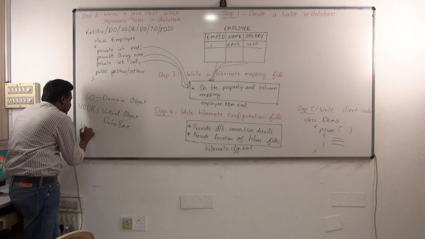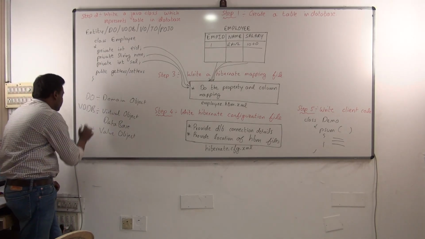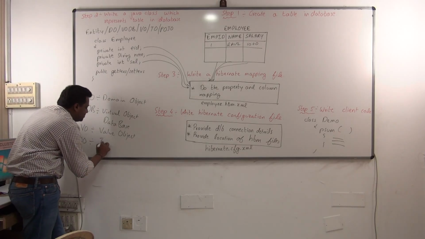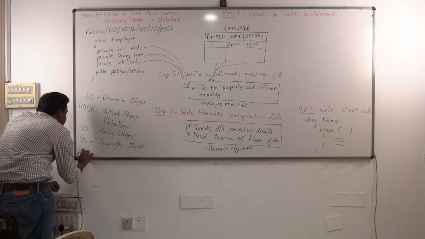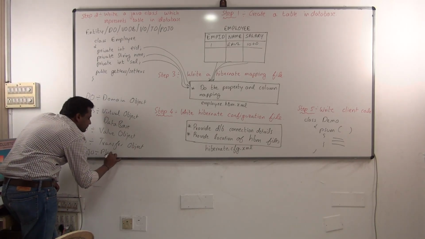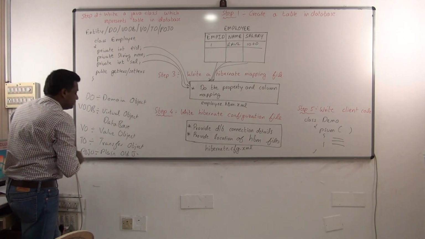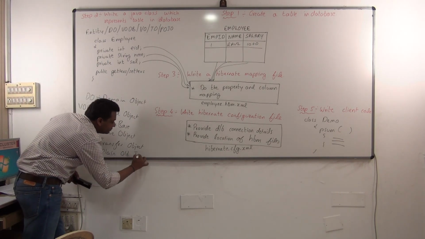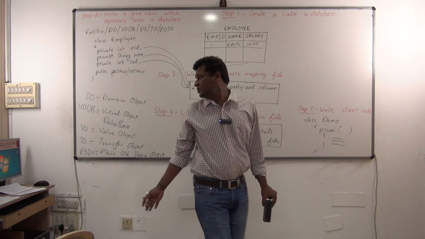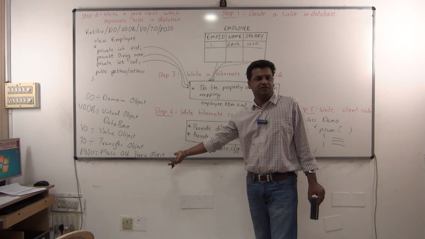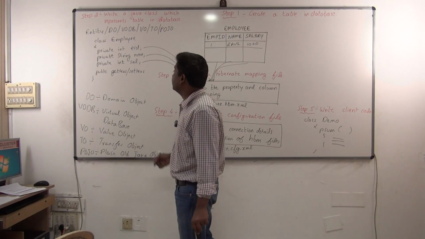DO. Then next is VO. VO you know. What is that? Value object. And TO. TO means what? Transfer object. And lastly POJO. POJO means what? Plain old Java object. So when you're reading books about Hibernate, you'll come across these many terminologies. All will be related to the same thing.